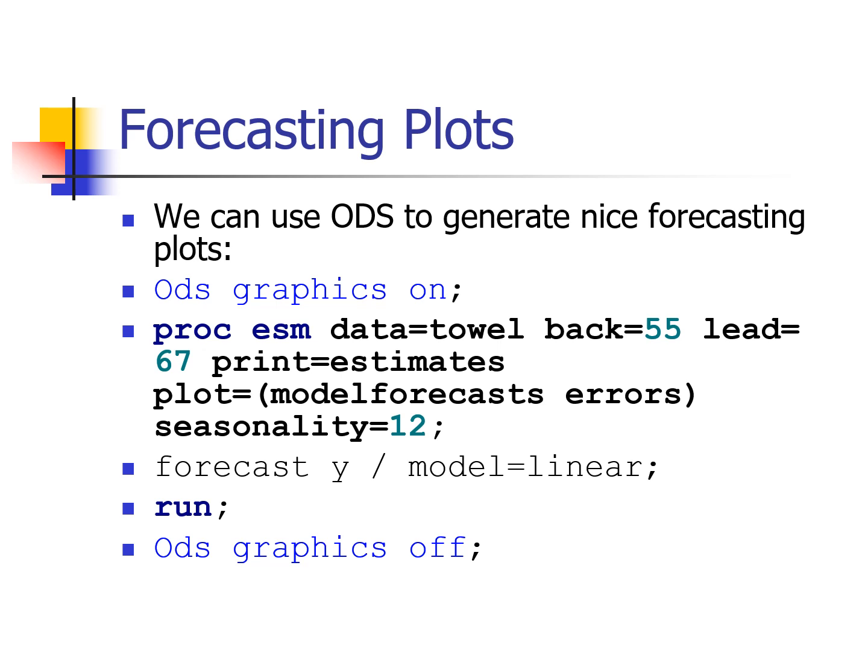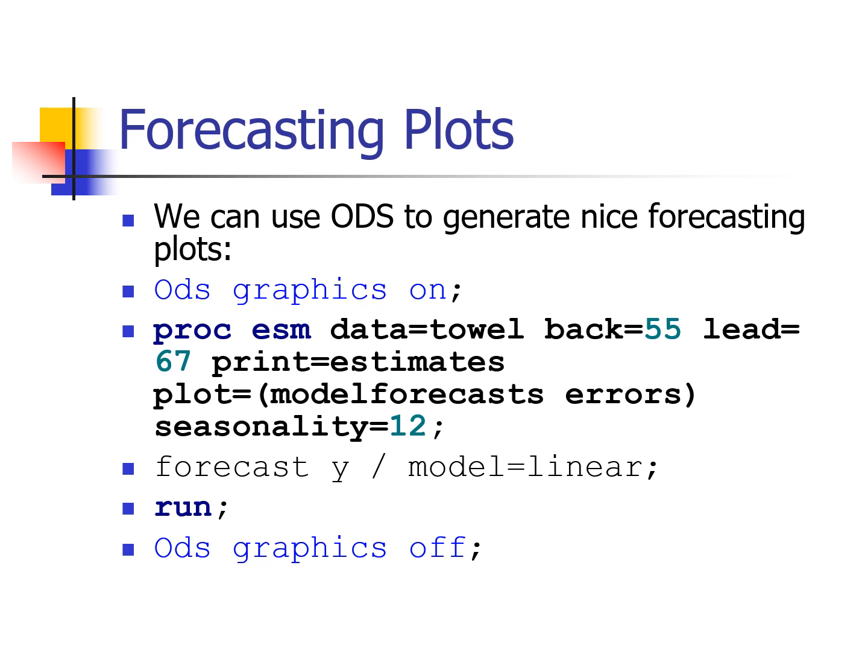And this is the code: proc ESM, specify my data set, back equals 55. So I'm saying hold out 55 observations. That's more than you would typically want to hold out. I'll show you why I'm doing that in a second. I'm doing that for pedagogical purposes. Lead equals 67. It's an arbitrary number. I just wanted to project it out into the future quite a bit.